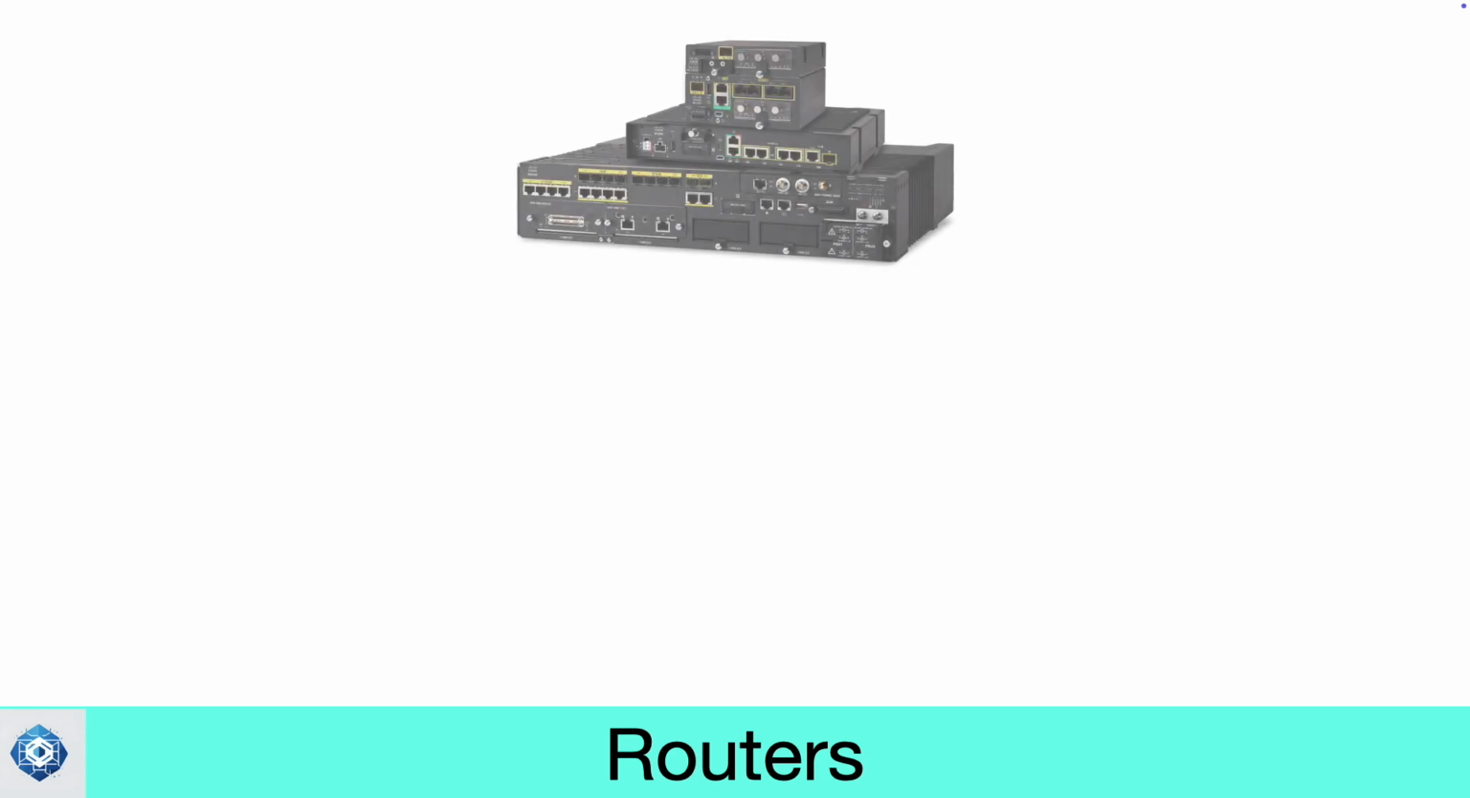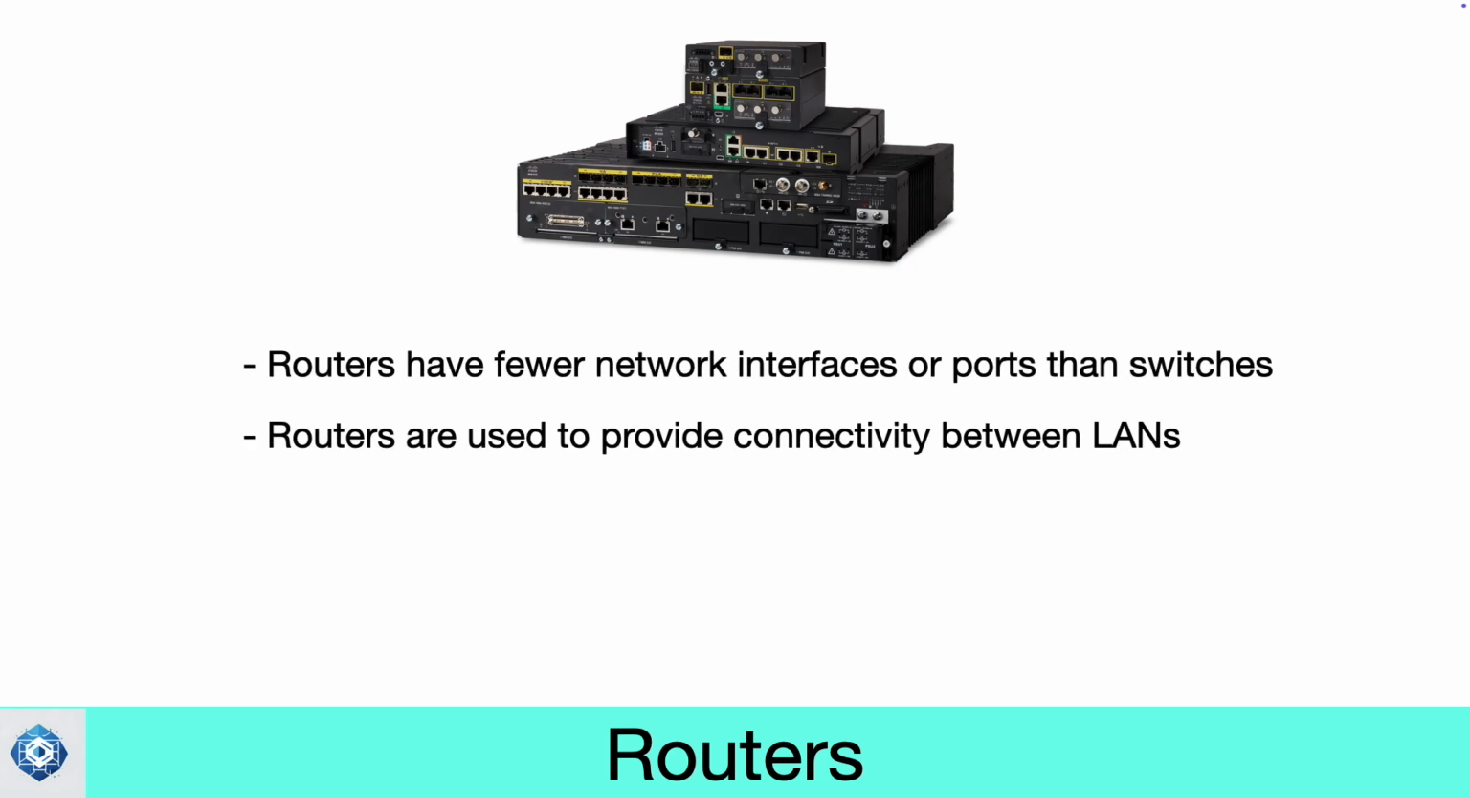Now, taking a quick look at some of the differences here with the routers, you can see they have fewer network interface ports compared to the switches we saw earlier. These are also used to provide connectivity between LANs. The reason that these have a little bit fewer ports is because of their more advanced configuration. You configure it to the port, and then that port is connected to the switch, which allows all of those end devices to connect and be routable over the internet.